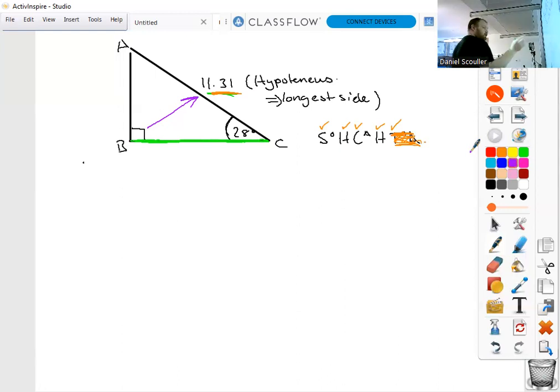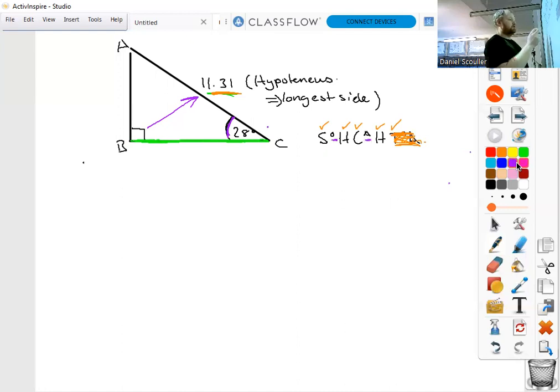Now it comes to what are we trying to find out? Well, we've got this angle, 28 degrees, here. Okay, so this is our angle of interest. This is what we're using. So our opposite side is the opposite side to this angle. The adjacent side in our calculation is the adjacent side to this angle. Now, that's important because it differs depending on what angle you're using.